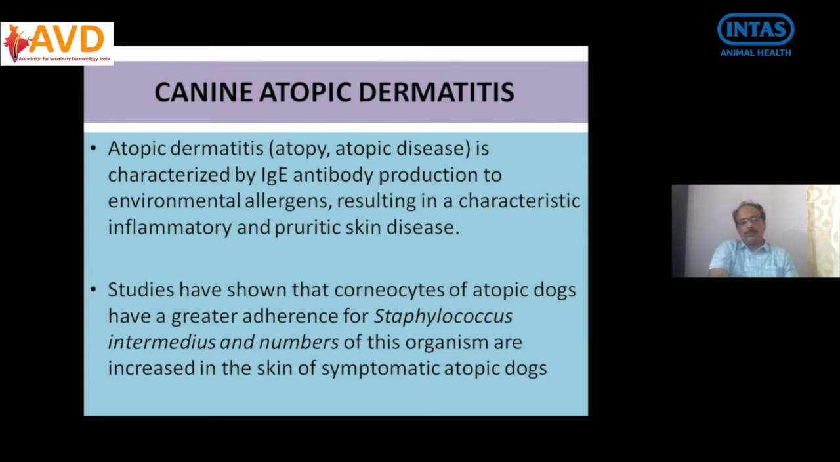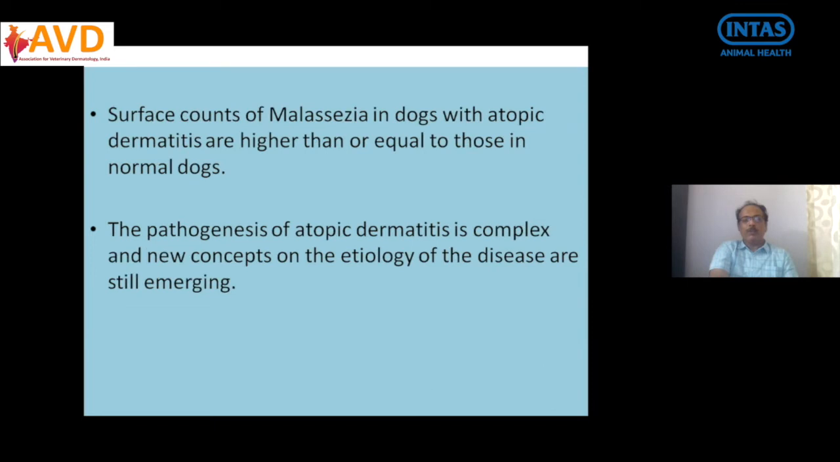So studies have shown that the corneocytes of atopic dogs have a greater adherence for Staphylococcus intermedius, and numbers of these organisms are increased in the skin of atopic dogs. So whenever an animal is atopic, the chance of Pyoderma due to Staphylococcus and the chance of Malassezia is also very high. So atopy is a very dangerous condition, and whenever atopy comes, you have to suspect the other two conditions also, namely the Pyoderma and Malassezia.